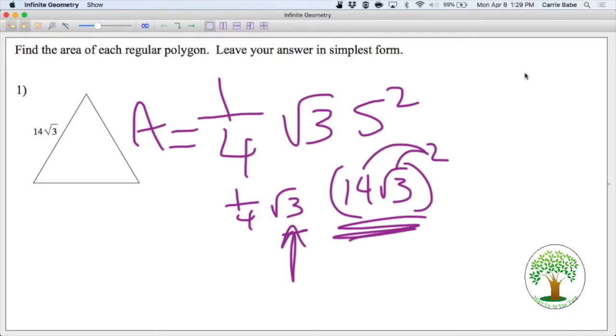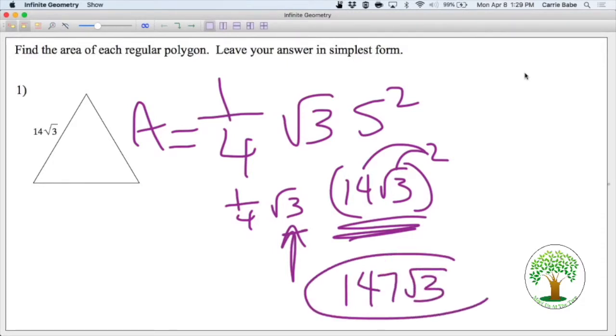Is that true? That's what I got. Okay, so you got 147. What do I do with the square root 3? I just tack it on. 147 square root 3. Yes, just tack it on at the end, and it is being multiplied. Very good. All right, so we're going to number 3 now.